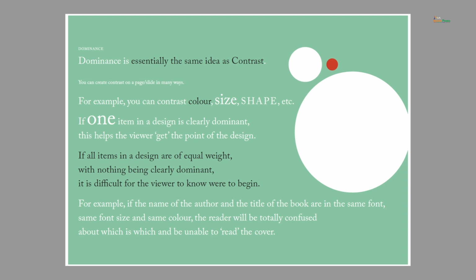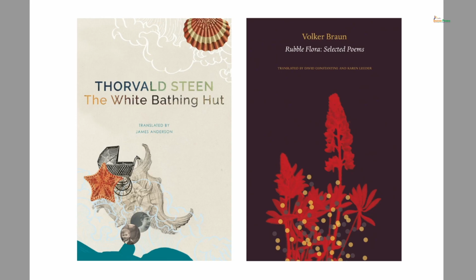For example, if the name of the author and the title of the book are in the same font size and the same color, the reader will be totally confused about which is which, and they will not be able to read the cover. So when you design a page, when you design a slide, when you design a poster, you have to ask yourself what is most important. Is the name of the musician more important than the name of the event? Is the name of the musician and the name of the event more important than the date, the time of the event? What do I want the reader to look at first?